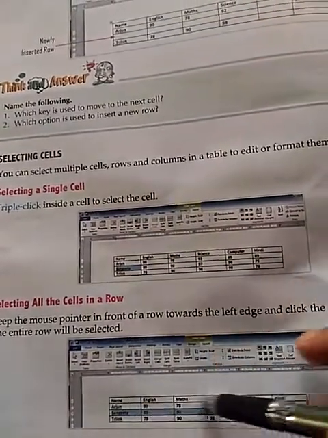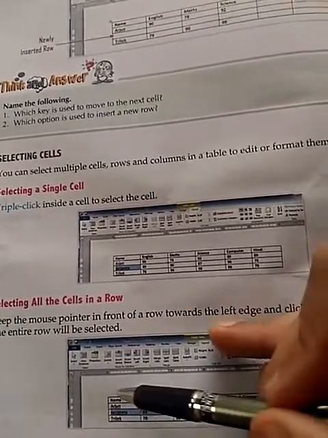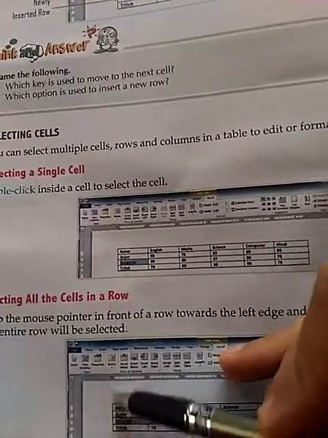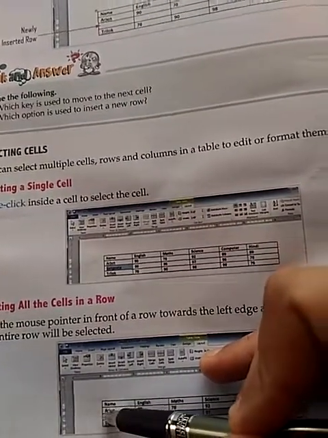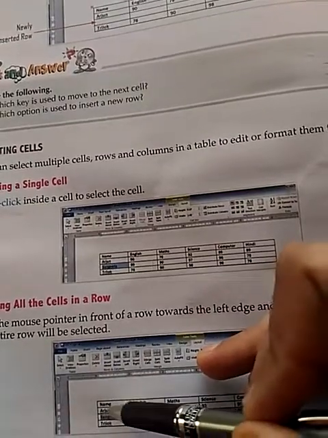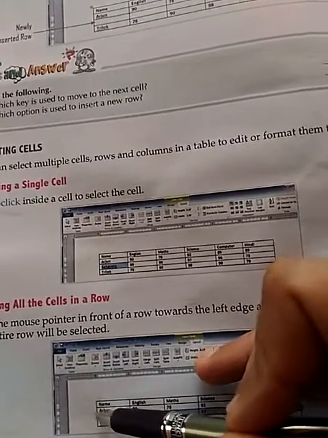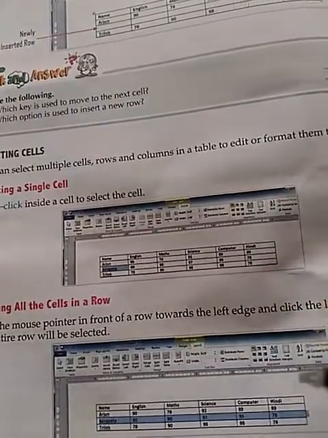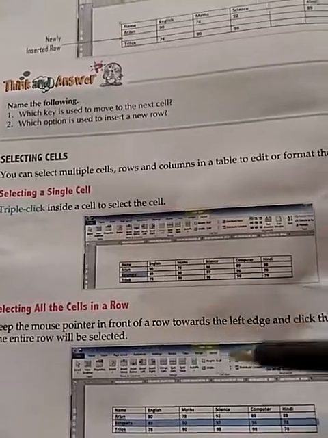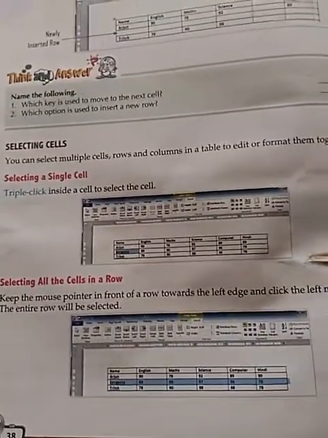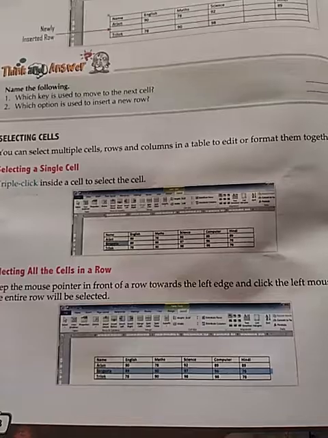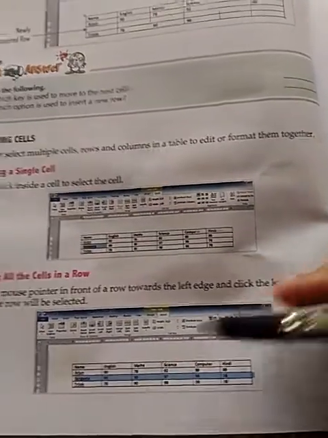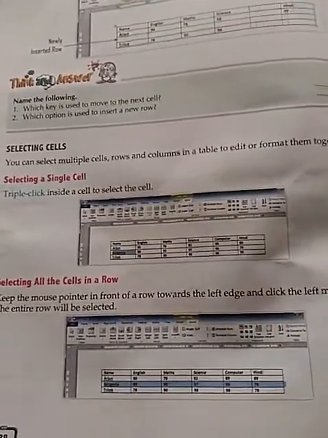And if you want to select the entire row, then put your mouse cursor on the left edge in front of the row which you want to select and just click on this. The entire row will be selected. So how can you select the entire row? Put your mouse cursor on the left edge and click the mouse left button. This will select the entire row.